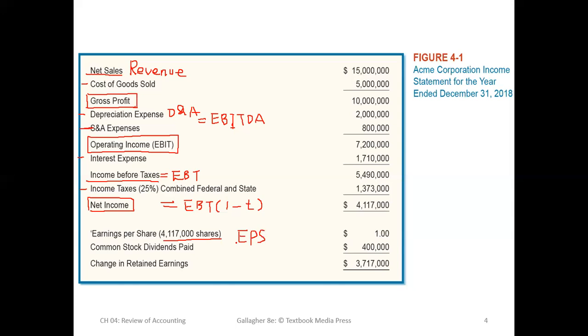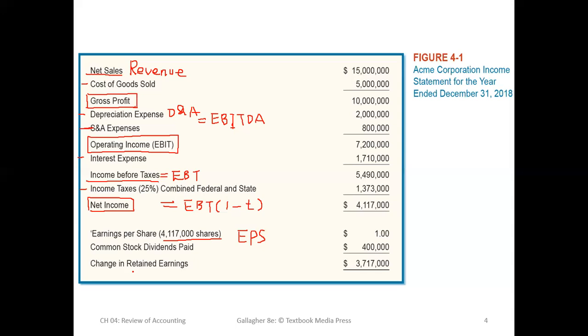It's very important. When you see the common stock dividend paid, you have retained earnings minus the common stock dividend paid, and that will be the change in your retained earnings.